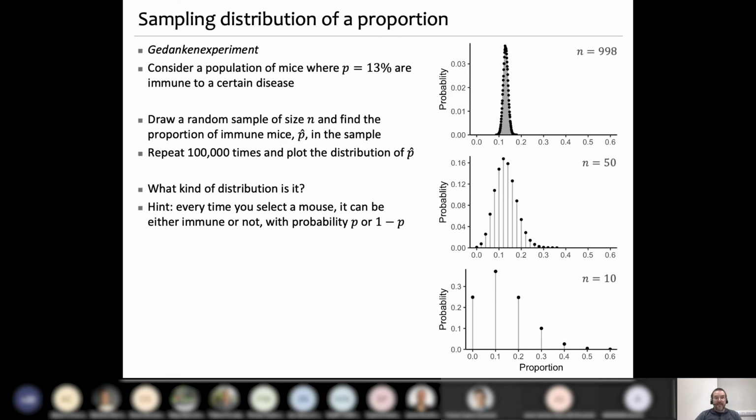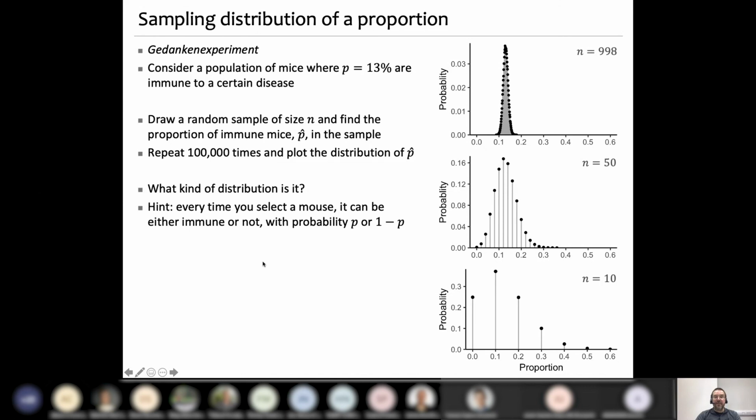We are going to build a sampling distribution of a proportion in another Gedanken experiment. For this, let us consider a population of mice where exactly 13% of them are immune to a certain disease. Then we draw a random sample of size n and find the proportion of immune mice in that sample by doing our experiment. This is our estimator, p hat. And then we repeat this 100,000 times and plot the distribution of p hat, the distribution of our estimator. You see the results on the right for different sample sizes: 10, 50, and 998.